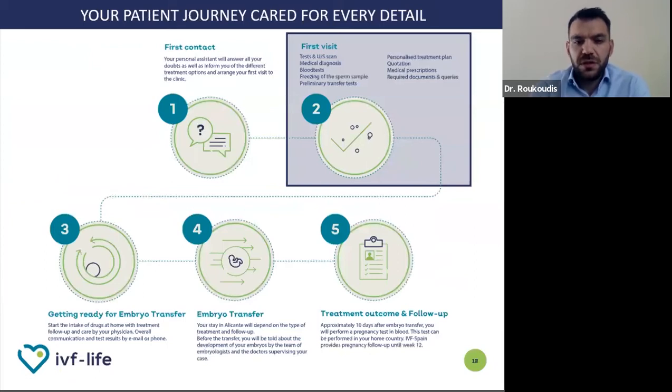So, the key message is that from the moment you are interested in having treatment with us, we try to find everything from your treatments in your past. We try and do our best to adjust to it, and then we proceed until the transfer of the embryos and after that.